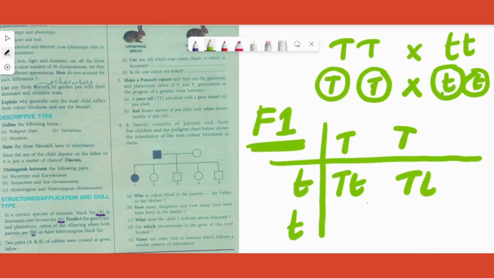And you get all same. You can see that all are same when you cross this and this and this. Everything is same, and there you're writing, this is tall. Alright, so all are tall in this case. Now you're supposed to find the F2 generation. How to make the F2 generation?